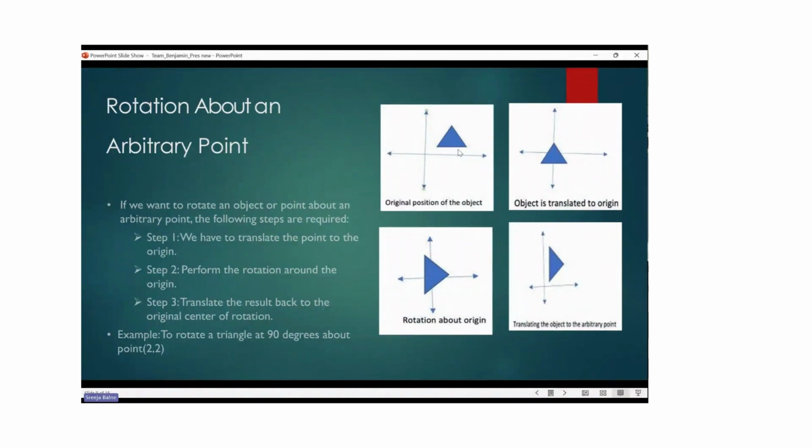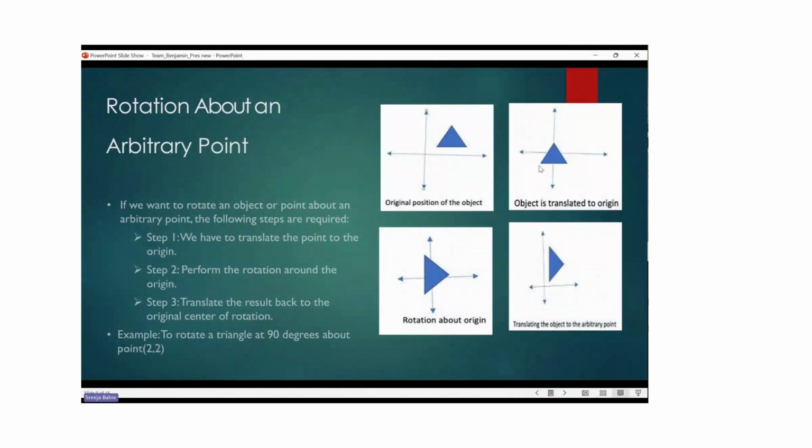Next, coming to rotation with respect to an arbitrary point on an arbitrary plane. First, this is the original position of the object. The sequence of steps would be: first, we take the original position of the object, then make it centered with the origin, and then rotate it or scale it or apply any other transformation with respect to the origin, and then translate the object to its original position.